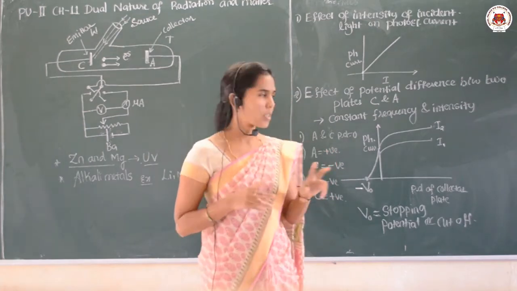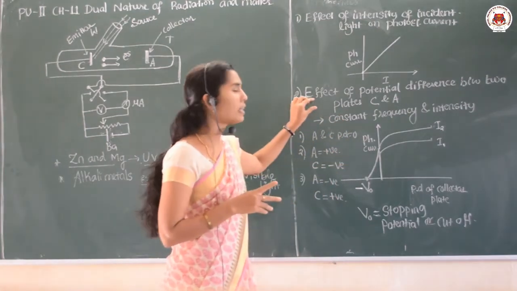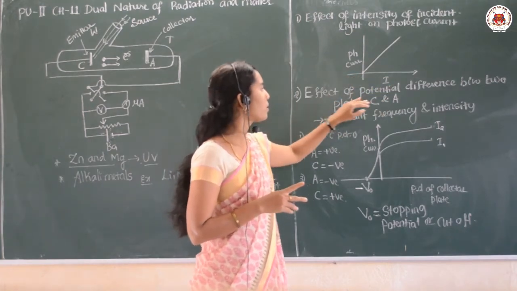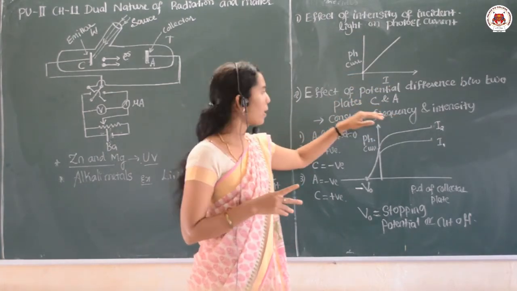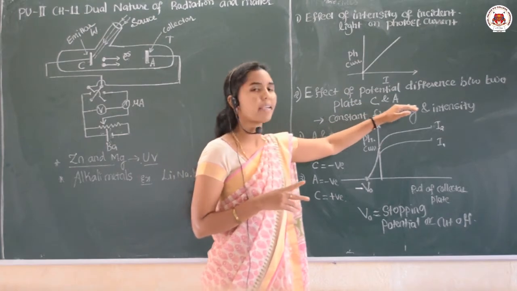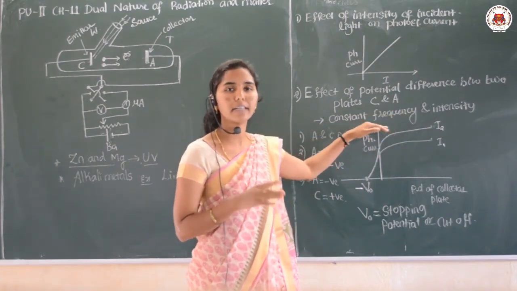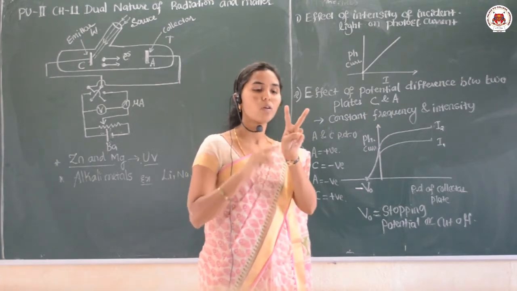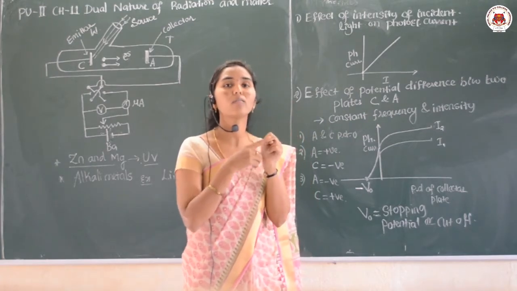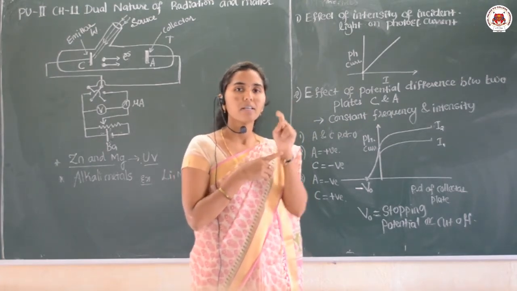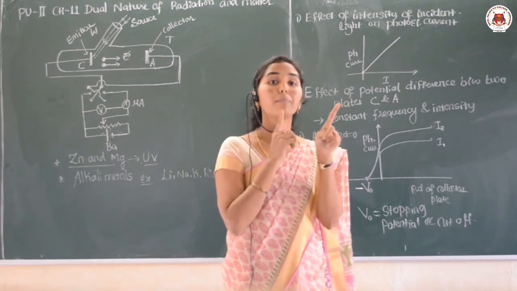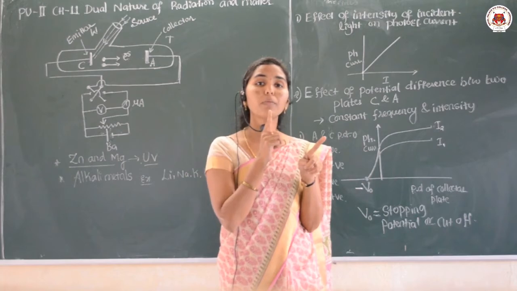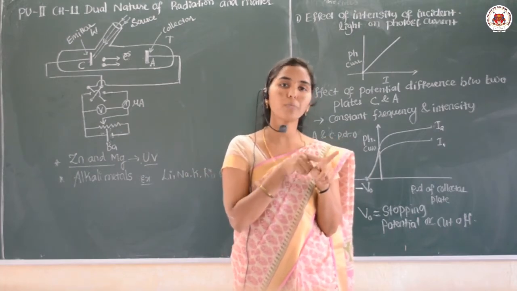Is that clear? See, in this condition, when we are dealing with the effect of potential difference between the plates C and A, by keeping the frequency and intensity of the incident radiation constant, we come to know two terms. One is the saturation current, another one is the stopping potential. Saturation current means what? The maximum current obtained when the collector plate is kept at a more positive potential.